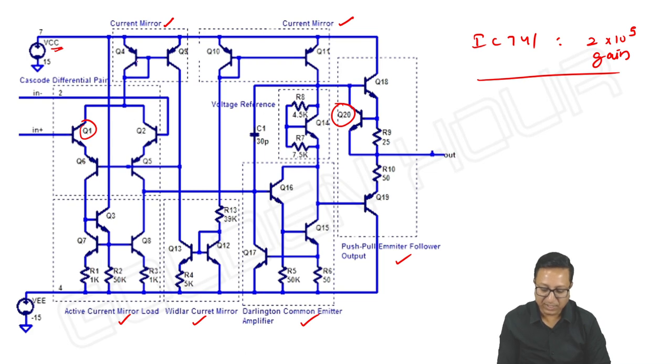And of course, here the current mirrors are made of PNP transistors. PNP emitters are connected to the positive supply. See this, these are connected to the positive supply. Or you can use NPN transistors. Nothing to worry. And here the NPN transistors have their emitters connected to the negative supply.